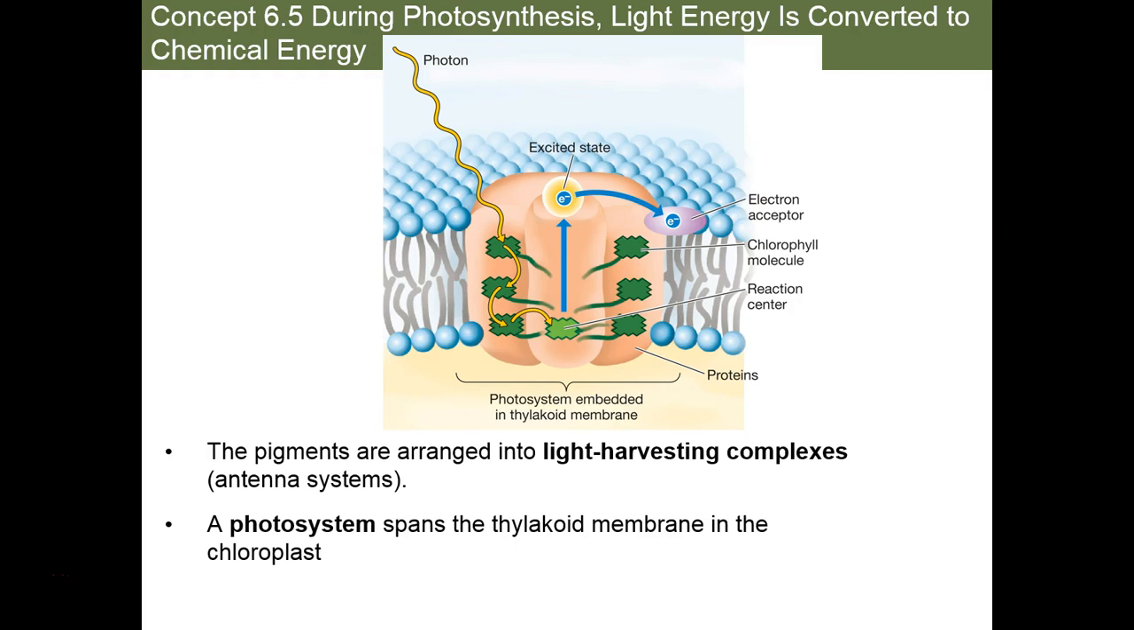The pigments are arranged into light harvesting complexes that act as antennae for light energy. A photosystem spans the thylakoid membrane in the chloroplast. The photosystem contains multiple antennae systems surrounding a reaction center.